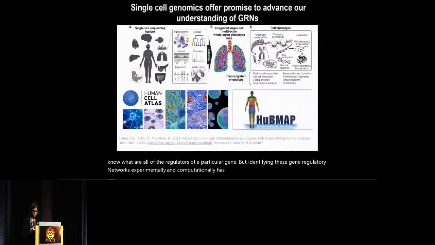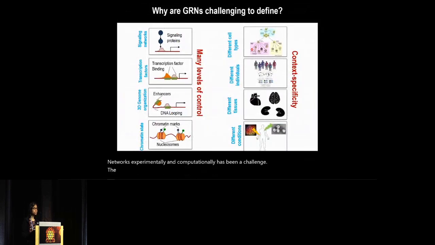The reason it is a challenge is because gene regulation is complex with many levels of control, and there's not one network. It changes. It's fundamentally context specific, and we can't really map them all because it's, again, a type of unsupervised learning problem.